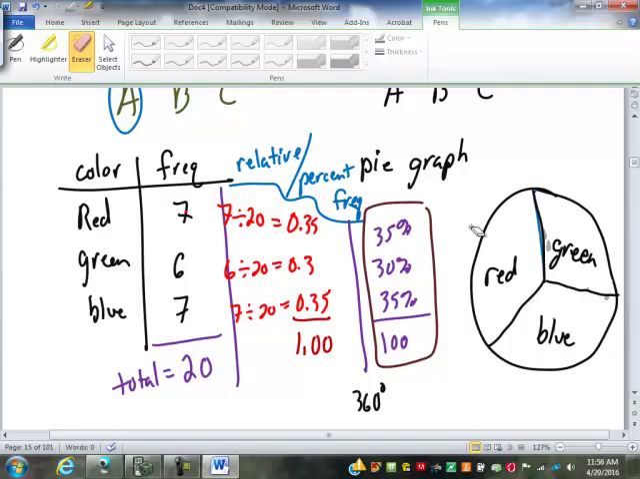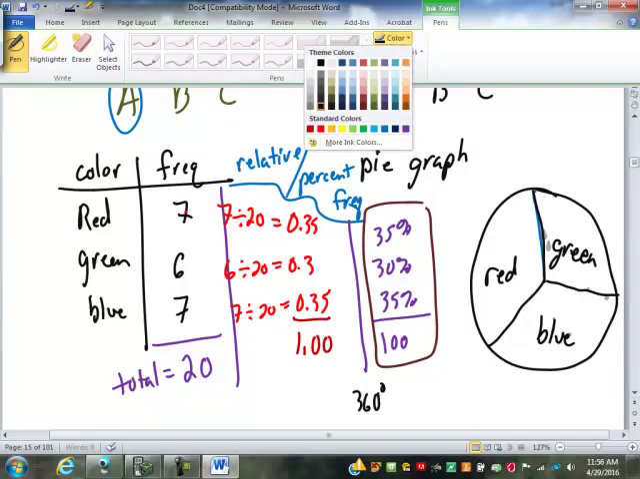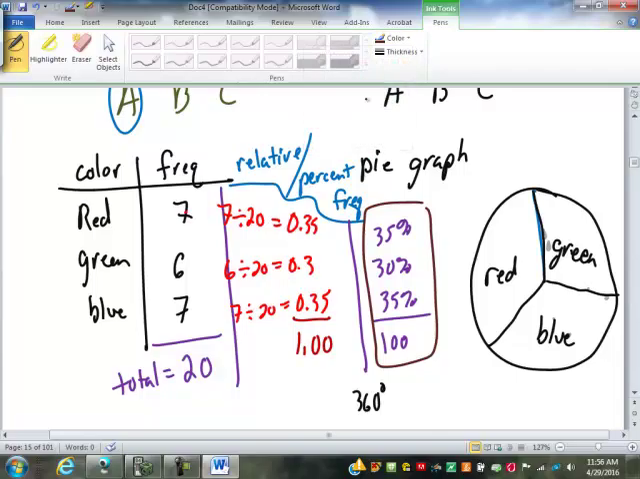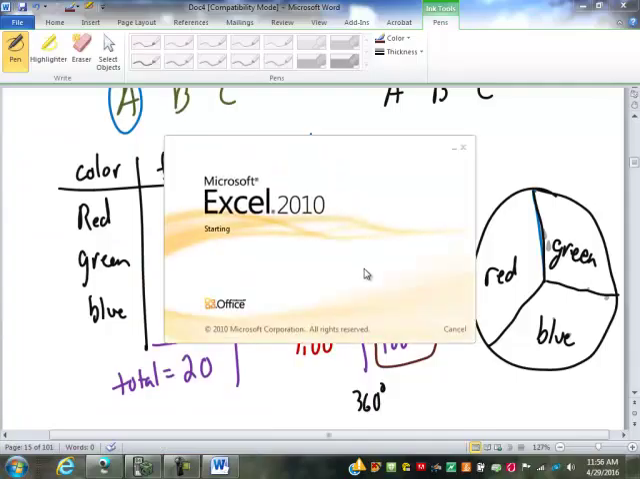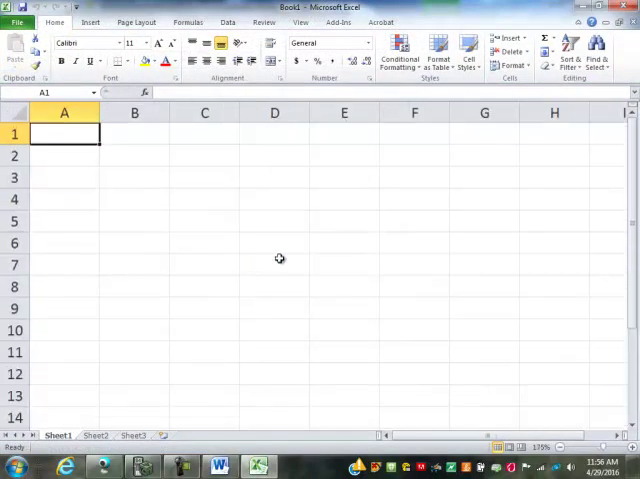Now these percents were all close to the same, so it's really tough to distinguish a difference. But you get the point. That's close enough for what we're going to do. If you wanted to do an exact circle graph, you could pull up Excel and you could do it really quickly. I don't know how much experience you guys have in Excel, but I'll just show you quick.